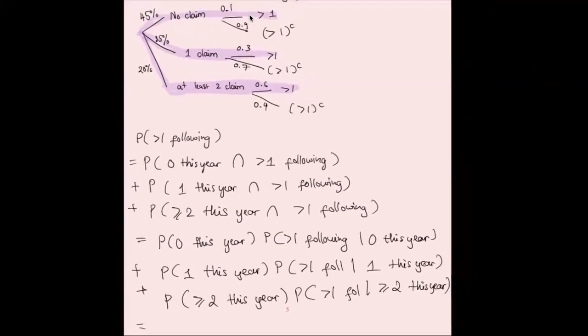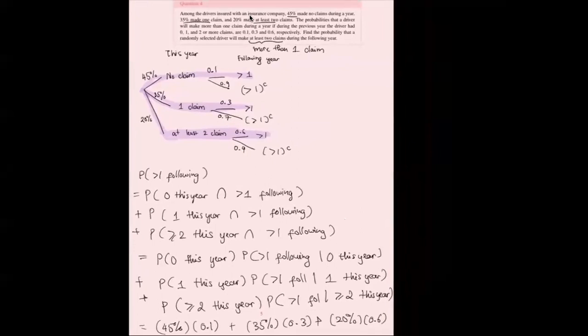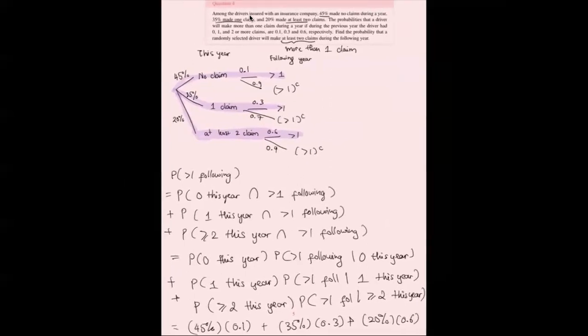And now we can just plug in the numbers. 45% multiplied with 0.1, 35% with 0.3, 20% with 0.6. And then you add them together. And the final result is what you expect to get. Any question about this part?